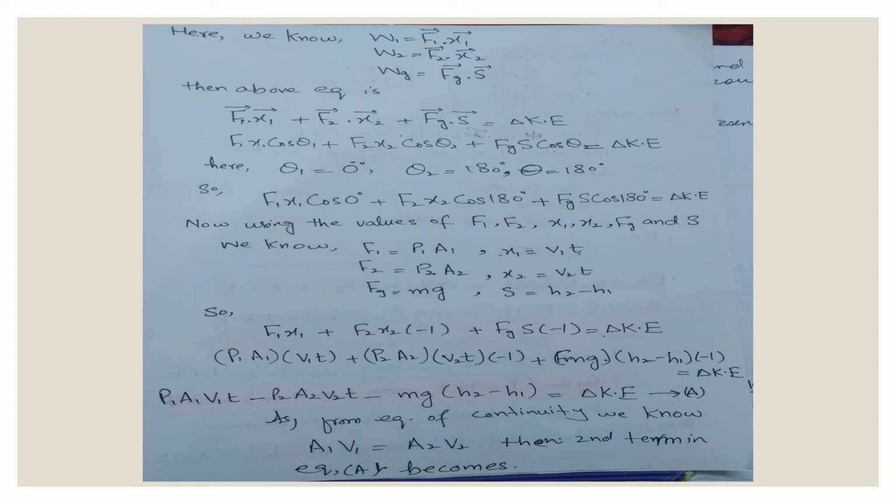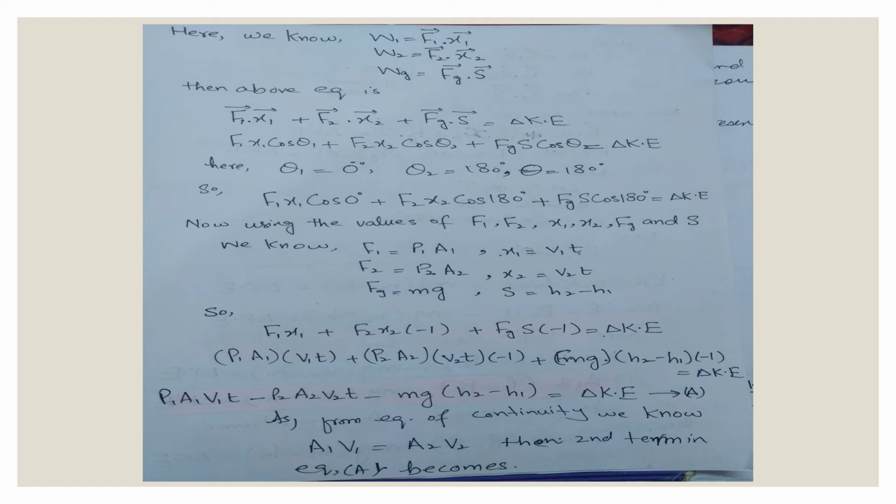Now here we know that we have work done. W1 is equal to F1 dot X1, W2 is equal to F2 dot X2, Wg is equal to Fg dot S. Then the above equation, which is given before, W1 plus W2 plus Wg is equal to change in kinetic energy. We will substitute the values: F1 dot X1 plus F2 dot X2 plus Fg dot S is equal to change in kinetic energy.